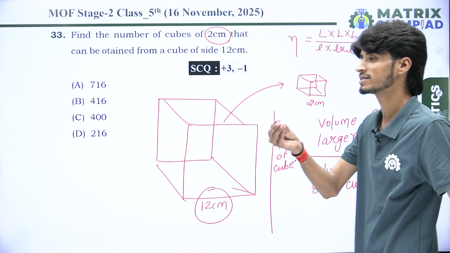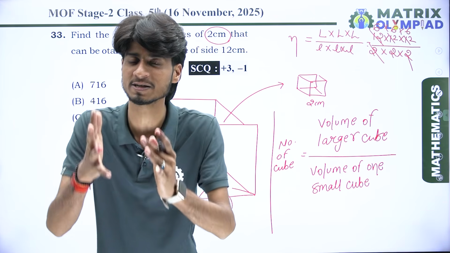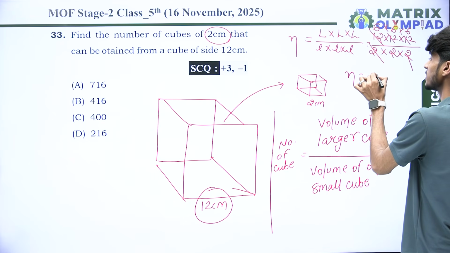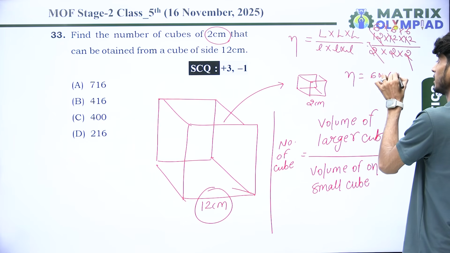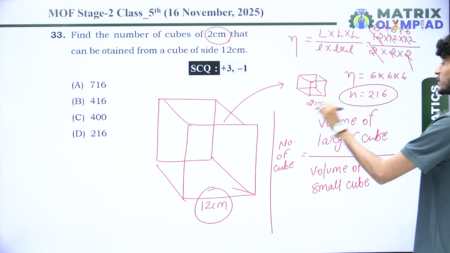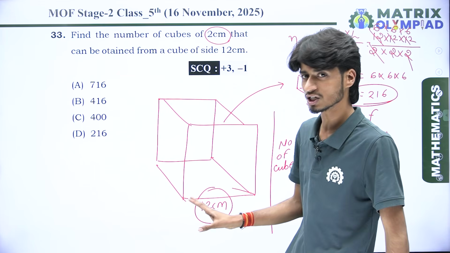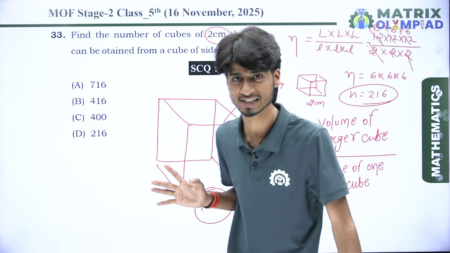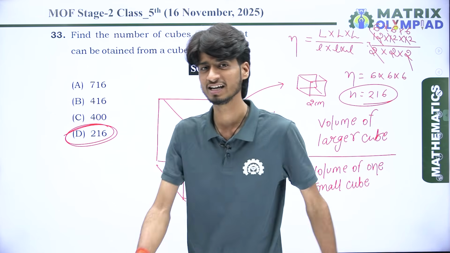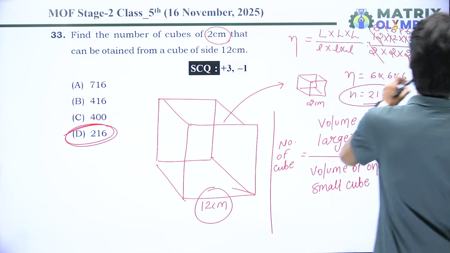That means you are having 6 multiply 6, and whenever you find out the cube of 6, then it is equal to 216. Then value of n is equal to 6 multiply 6, which is equal to 216 cubes. So the total number of cubes made by the larger cube is equal to 216 cubes, which is represented in option D. So option D is the correct answer for question number 33. Let's come to the next question. And what is the next question?